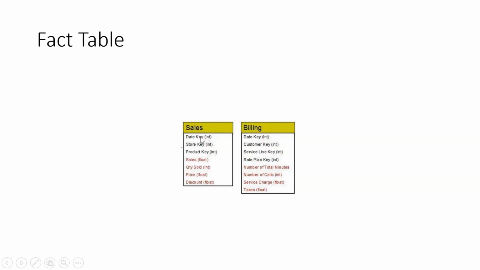Apart from that, we are having some keys. Those are called date key, store key, product key. Okay. So a fact table should consist of fact information as well as the keys. Especially those are foreign keys.